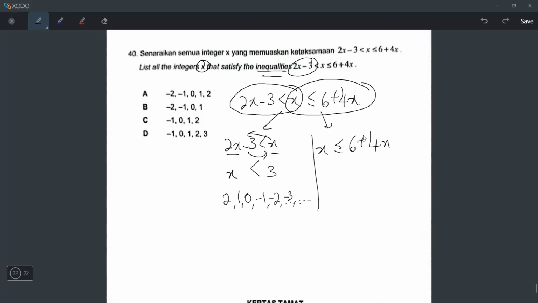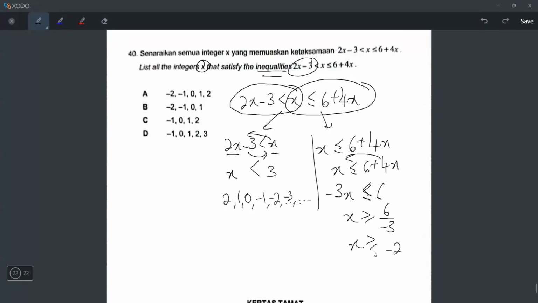Okay, what about here? x smaller than or equal to 6 plus 4x. So we can move the plus 4x to become minus 4x. What is 1x minus 4x? Negative 3x, smaller than or equal to 6. So x will be smaller than or equal to 6 divided by negative 3. Oh, wait. When I divide by a negative value, what do I have to do? I have to change the sign, right? So 6 divided by negative 3 is negative 2. But remember, I have to change the sign. Smaller than or equal to becomes bigger than or equal to, because I'm dividing by a negative value.